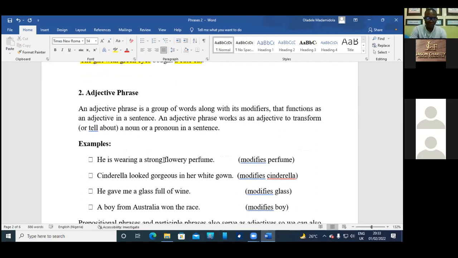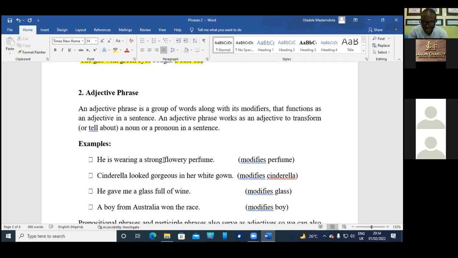An adjective phrase is a group of words along with its modifiers that functions as an adjective in a sentence. An adjective phrase works as an adjective to tell about a noun or a pronoun in a sentence. Yes, it is simple. You see, an adjective phrase or adjectival phrase performs the same function as an adjective.